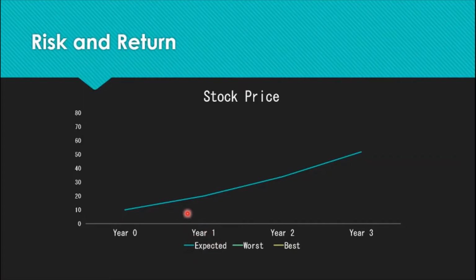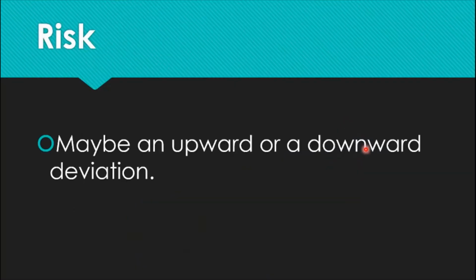However, the expectation is not necessarily what's going to happen in reality. In reality, the stock price can go lower, such as this case. We have here the worst case scenario. Or it can be higher. This is the best case scenario in this illustration. In other words, what we expect is not necessarily what will happen. There may be an upward or a downward deviation. And this is what we call risk.